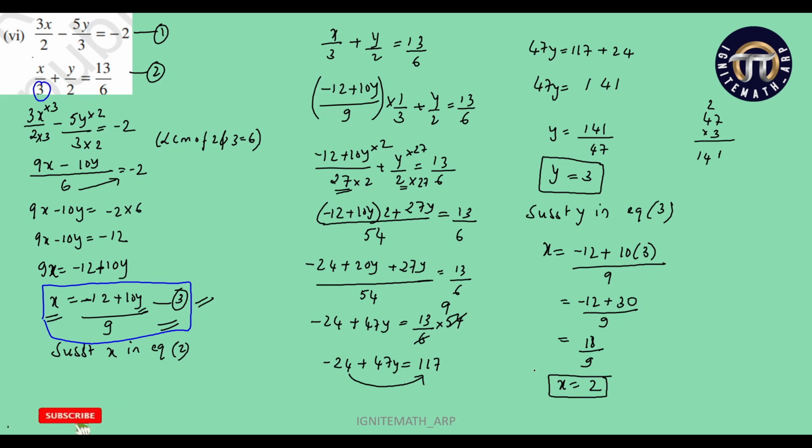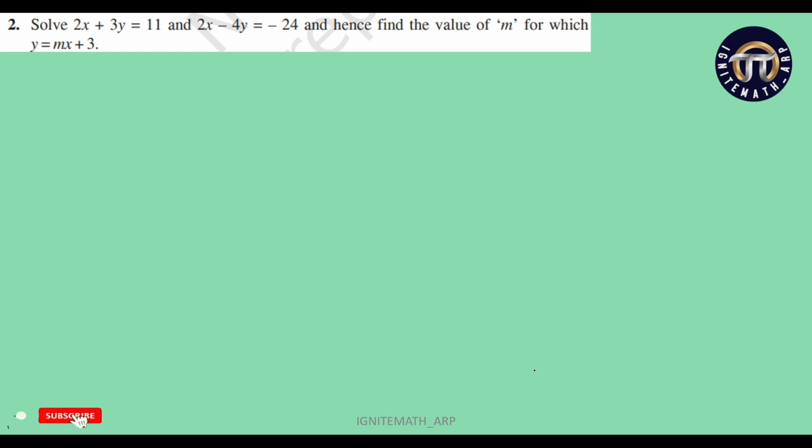So these are the solutions for the given equations. Is it clear, children? Yes or no? Okay. Now let us move to the next one. See, solve 2x plus 3y equal to 11 and 2x minus 4y equal to minus 24, and hence find the value of m for which y equal to mx plus 3 is there. Clear, children? So now what I do, I'll consider the first equation, that is 2x plus 3y is equal to 11. Okay, right. So I'm going to call this equation 1. Clear? So I need to make either x or y the subject of the formula.